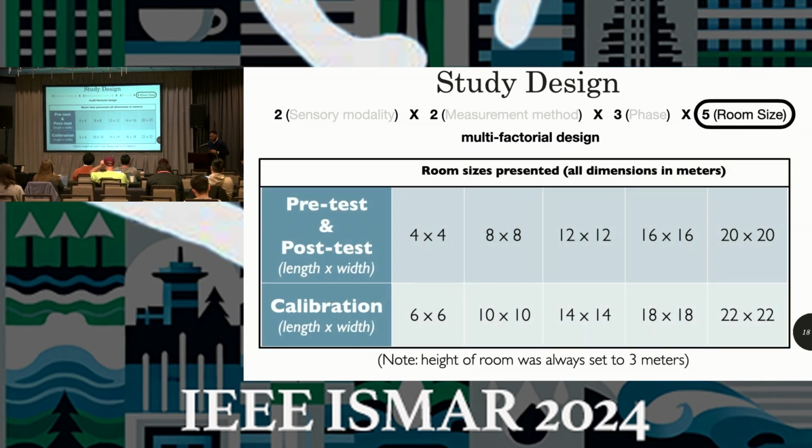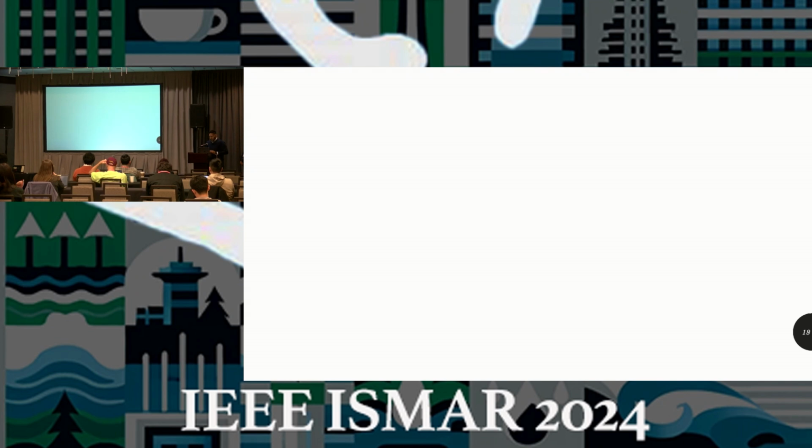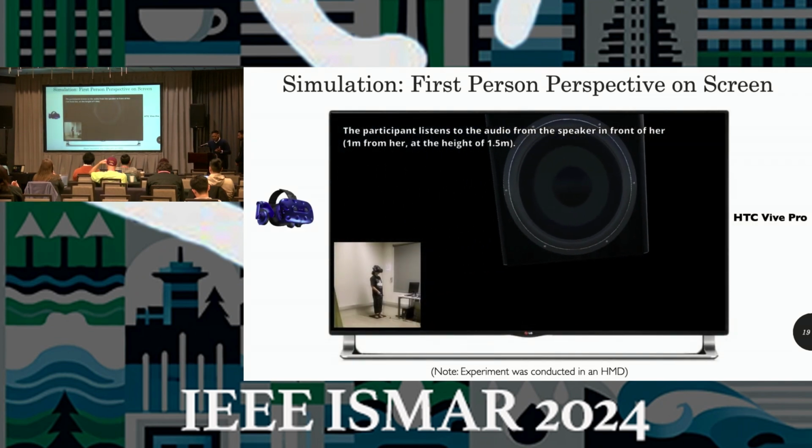We tested this for 5 different room sizes. Each of the rooms was square-shaped, and the height of the room was constant at 3 meters. It was ensured that in the calibration phase, the room sizes tested were different from the pre- and post-test phases to prevent any learning effects. This is what a condition looked like, and I'll pass it on to my brother.